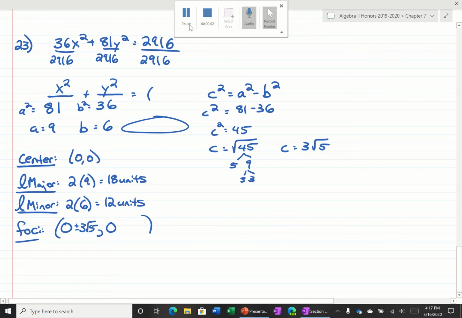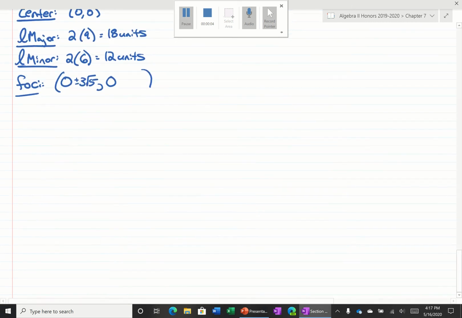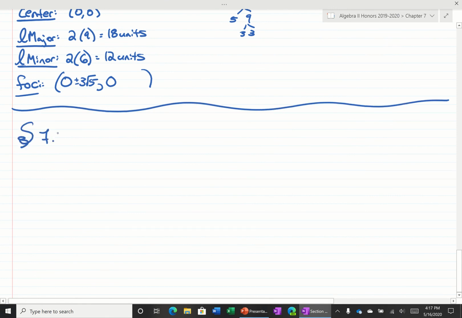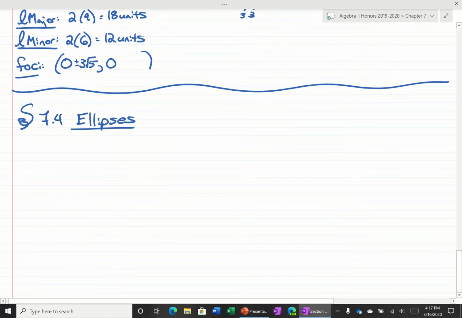Okay, so today we're going to continue our discussion of ellipses. This is section 7.4. We'll continue talking about ellipses today. I have a couple problems to go over. First example looks like this.